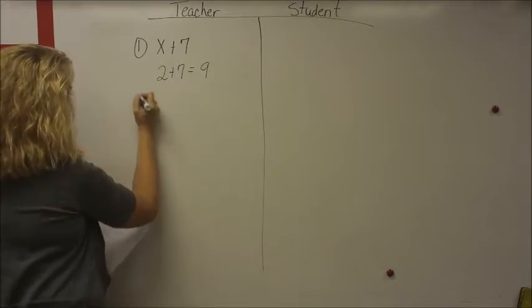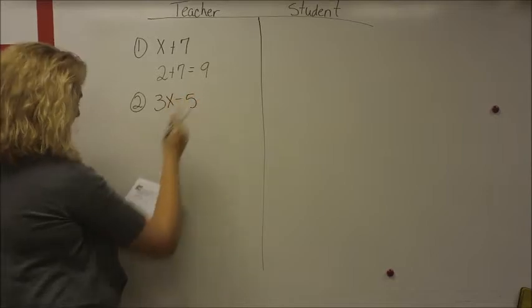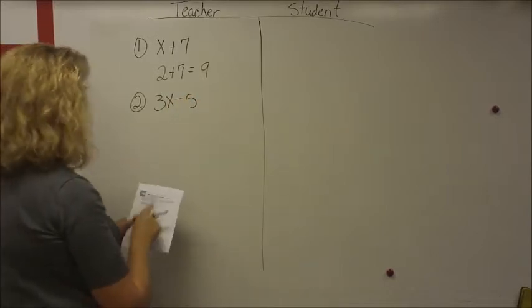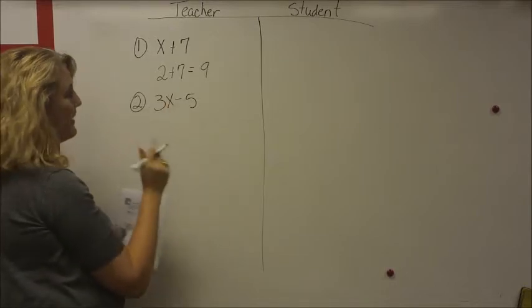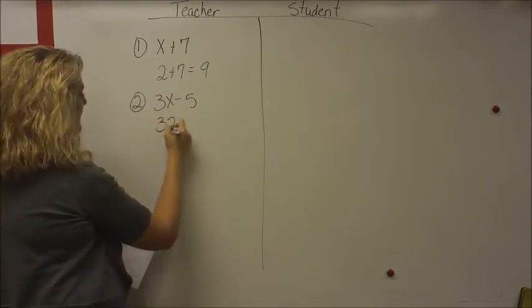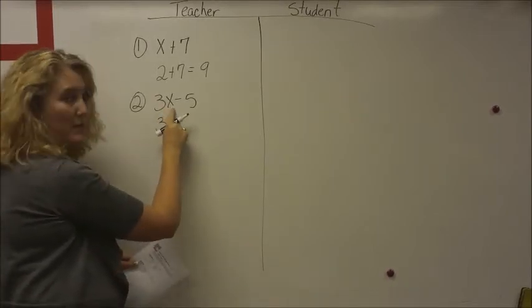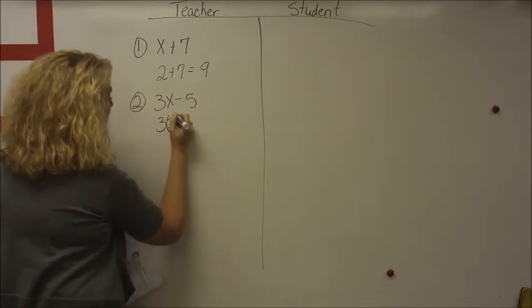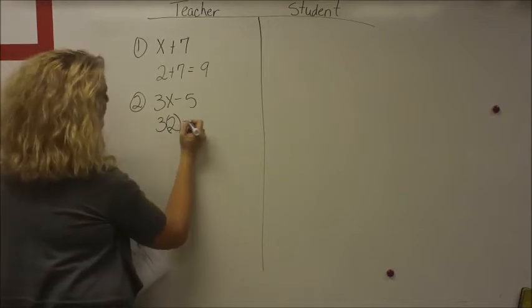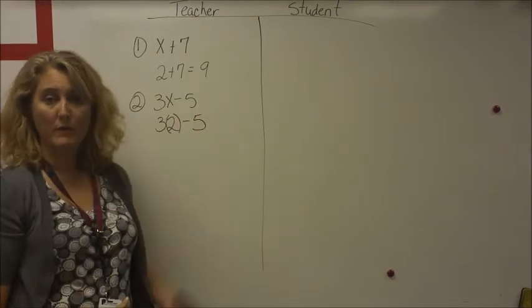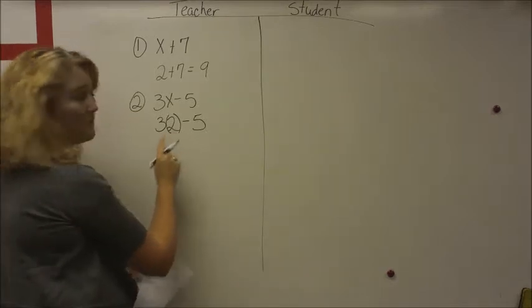Let's do number 2. It's pretty simple too. The expression is 3x minus 5. The study guide tells me that x is equal to 2, so I'm going to substitute in the 2. Now, I have a lot of students who write it as 32. Okay, it's not a 32. This means 3 times whatever x is, so you need to show that multiplication with the parentheses. Minus 5. Now, following order of operations, we know that we have to do the multiplication first.